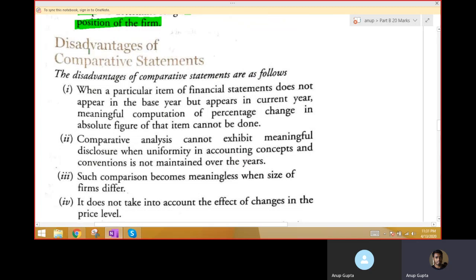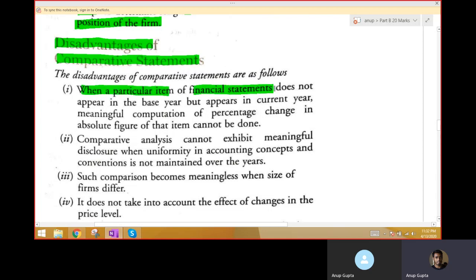However, this comparative statement has some disadvantages. What are the disadvantages? The first disadvantage is when a particular item of the financial statement does not appear in the base year but appears in the current year, meaningful computation of percentage change in absolute figure cannot be taken.